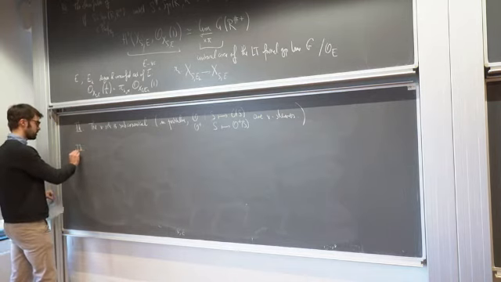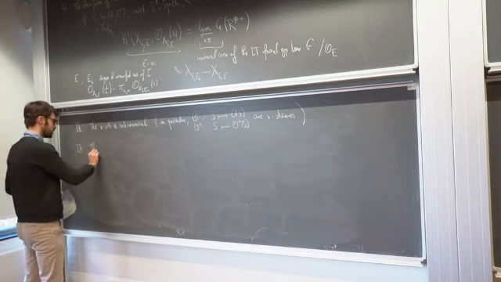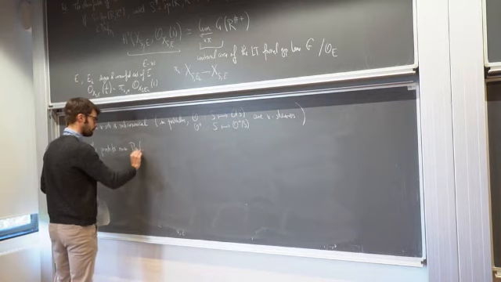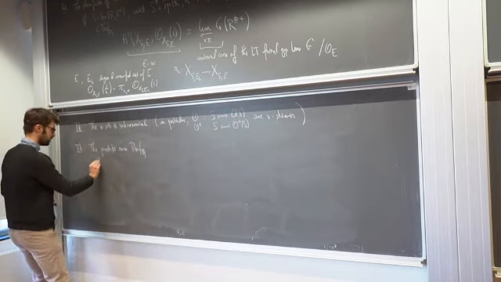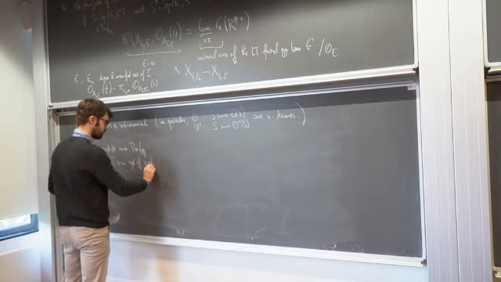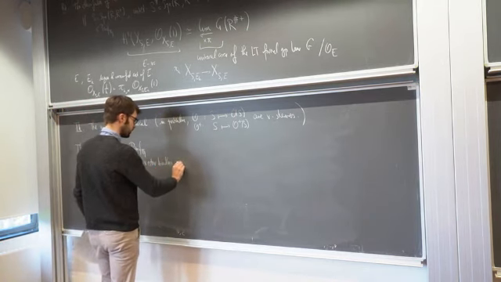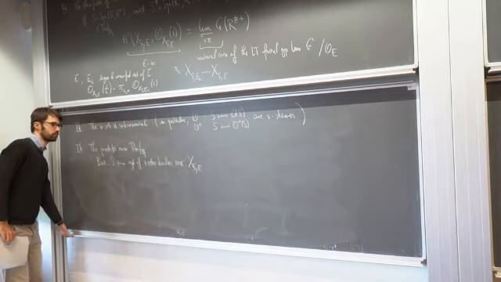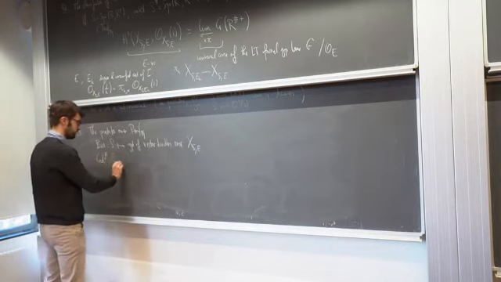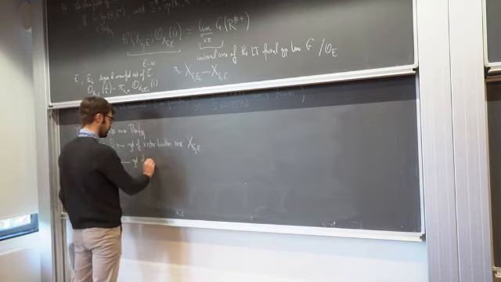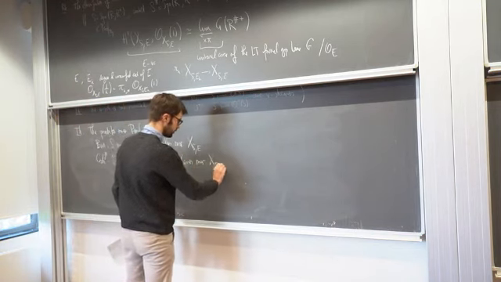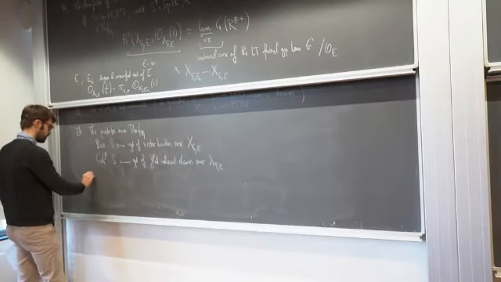That's the first result. Then another result I want to mention, which is more relevant to the discussion of today, is that the pre-stacks over Perf F_q, which I will denote by Bun, which sends S to the groupoid of vector bundles over X_S, and Coh, which sends S perfectoid over F_q to the groupoid of flat Riemann sheaves over X_S, are actually stacks for the V topology.